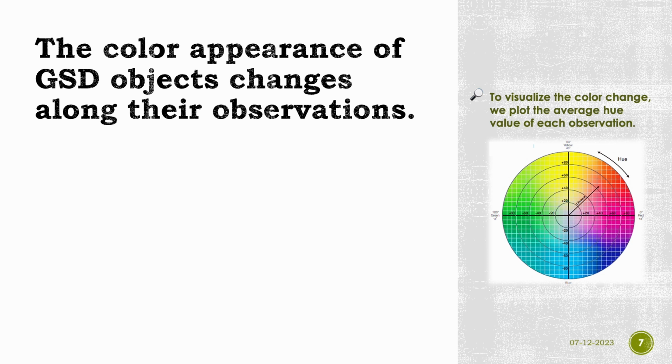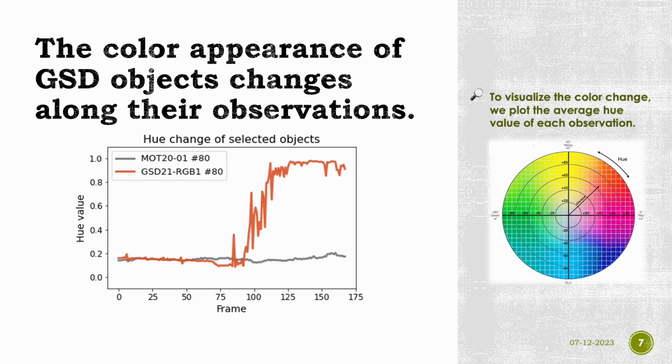We identify the appearance of strawberries by their color. We use the hue from the HSV color space to quantify the intrinsic color. The hue ranges from 0 to 1, and defines the color in this rainbow circle. We randomly select one object from the GSD dataset and one from the MOT20 dataset, a very famous one on the MOT Challenge, and plot the hue value from their observations. We can see there is a very significant jump at around the 90th frame in the GSD object. However, the hue of this MOT20 object is much more consistent along the frames.